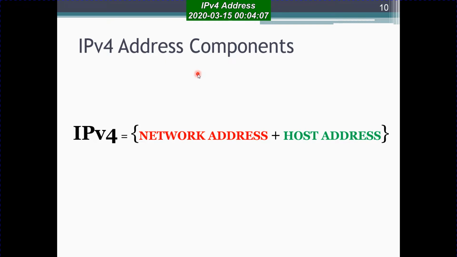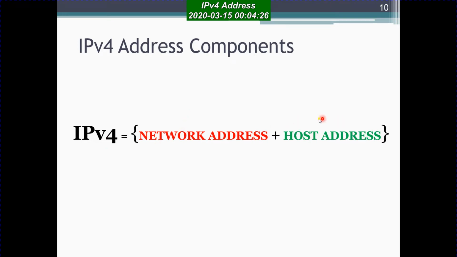Now, when we talk about the IPv4 address, we have to mention one very important thing, which is that an IP address in general is made of two components or two parts, the network address and the host address. So we should be able to extract the network address from the IP address.